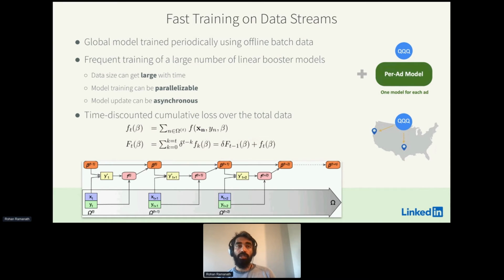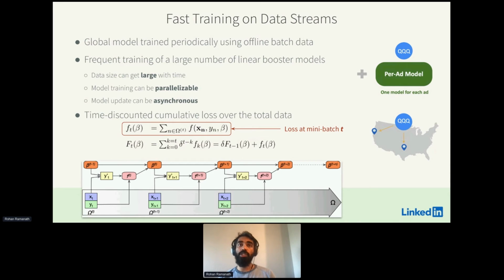Now, to do this, we are going to not use the typical batch loss that we're used to. We're going to change the loss function to create something called the time discounted cumulative loss. And the reason we want to do that is we have only access to data at a certain mini batch because we are dealing with streams of data. We take a snapshot at time t, we get some amount of data in time t plus delta t, and we're going to use that data to train a model.